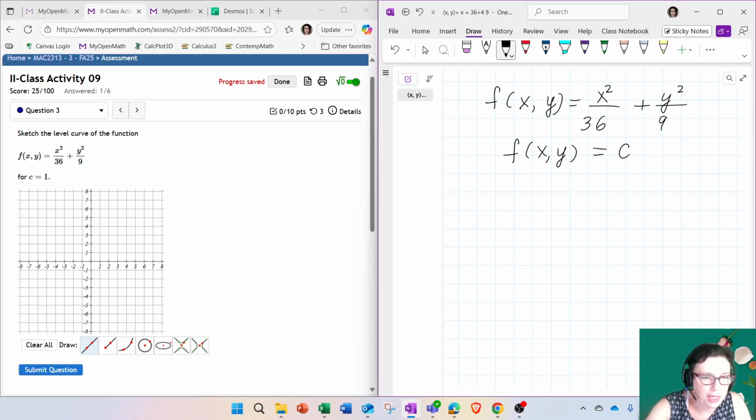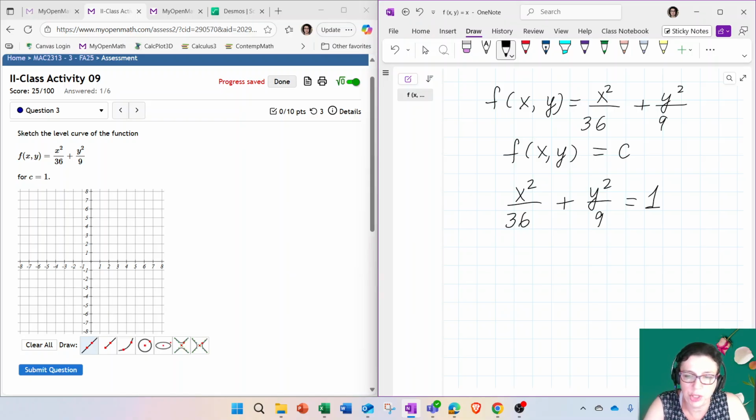In this particular case, it asks: what kind of curve is it if we make c equal 1? Well, if we make c equal 1, hopefully you already see that this is just an ellipse. When we make this equal 1, this is the standard equation of an ellipse.